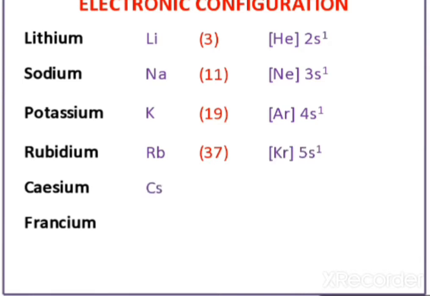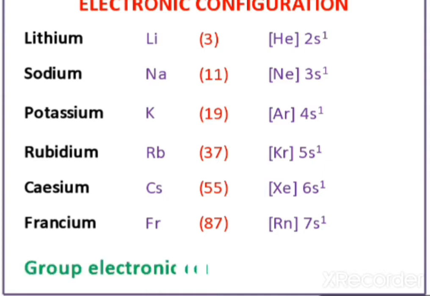Rubidium, cesium and francium. You can see in all these elements the last electron is entering the s orbital, so these are called s block elements. The group electronic configuration is ns1, where n is equal to 2, 3, 4, 5, 6, 7. If you place n equal to 5, we are talking about rubidium. If you place n equal to 3, we are talking about sodium. So ns1 is the group or common electronic configuration.